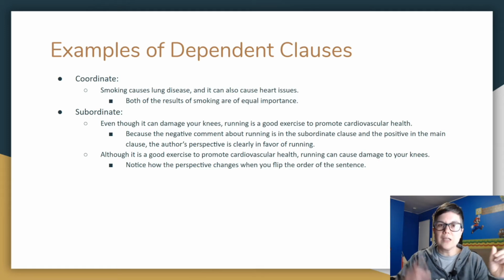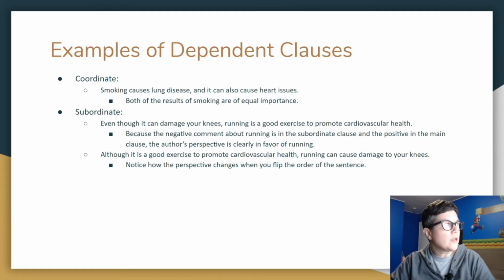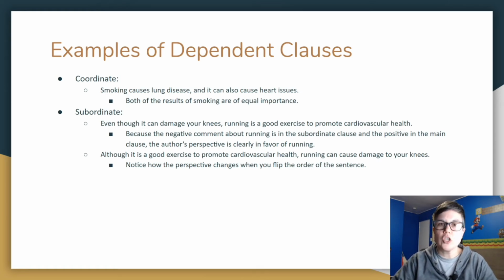So pay attention to the second example. When you flip it, although it is a good exercise to promote cardiovascular health, running can cause damage to your knees. So now look at how the main idea of that sentence has changed. The main clause is the negative aspect of running, and the positive aspect is put into the dependent clause, the subordinate clause. So the subordinate clause has the positive aspect. The main clause has the negative aspect. So now the thesis becomes the negative aspects of running. The topic of the paper or the topic of the paragraph changes. It now all becomes about negative aspects of running.